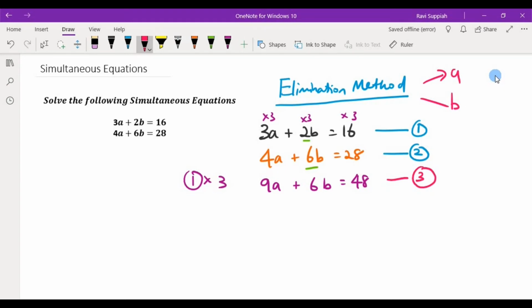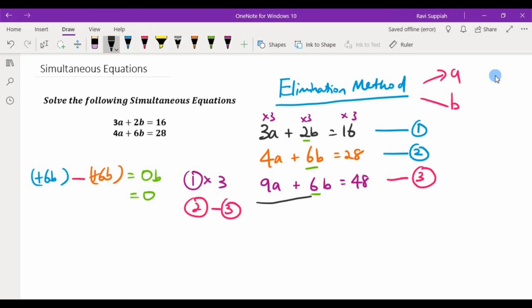Okay, so now you can see that for equation 2 and equation 3, they both have the same coefficient for b. Okay, so positive 6b, if I subtract positive 6b, then the answer would be 0b or 0. So the b is eliminated, correct? So that is what I'm going to do. I'm going to take equation 2, subtract equation 3.